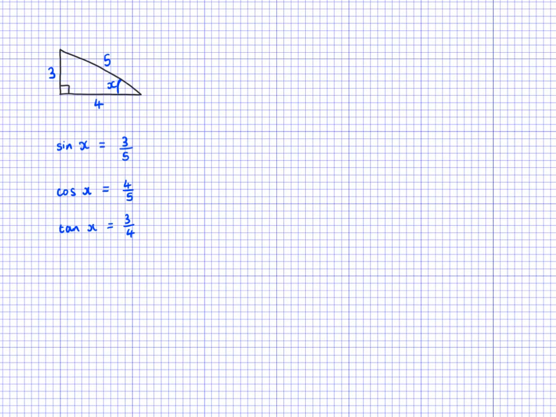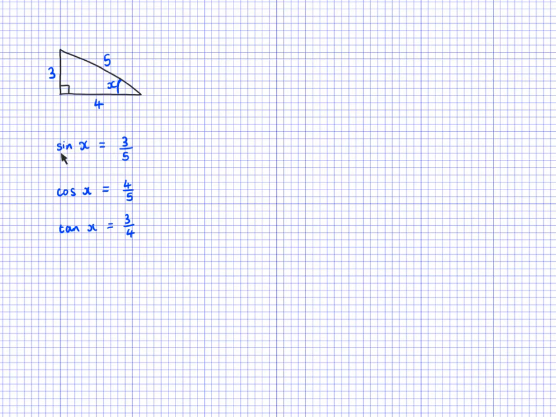Now I've only talked about what the sine of x, the cos of x and the tan of x are for this triangle. Now suppose I wanted to find the value of x. The x should be the same in each of them, so we could use any of these equations to find x. Now if I use the first one, I have sine of x is equal to 3 over 5.